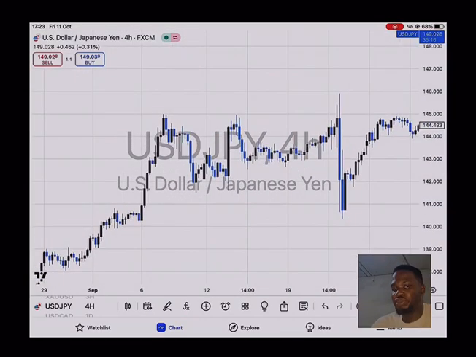The gravestone, which is the bearish doji. The bearish doji.